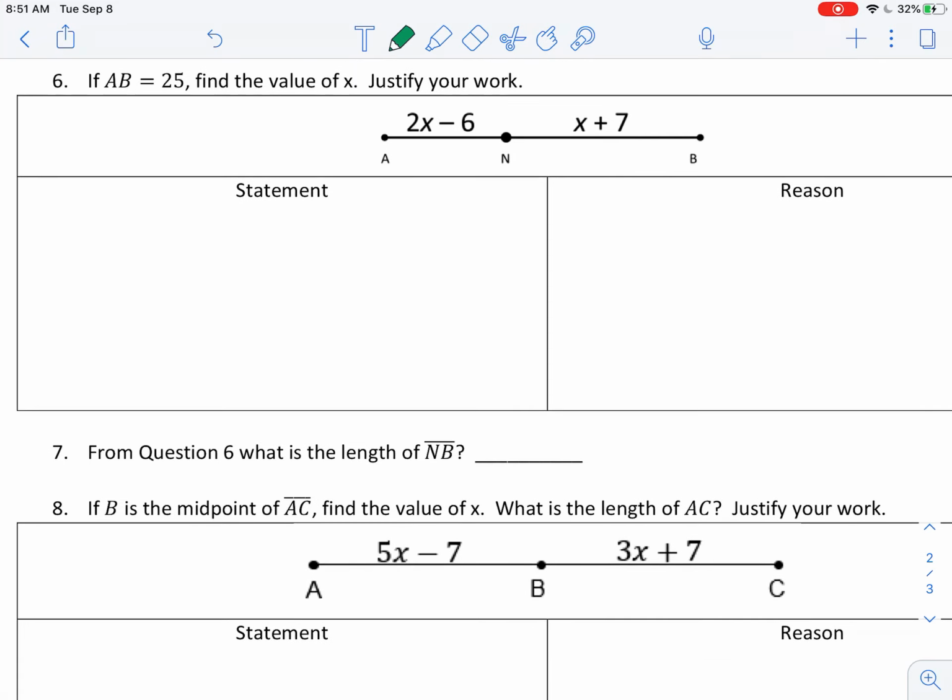So for number 6, AB equals 25. We're going to find the value of x. I don't have AB on here, so I'm going to make a note that this whole thing is 25.